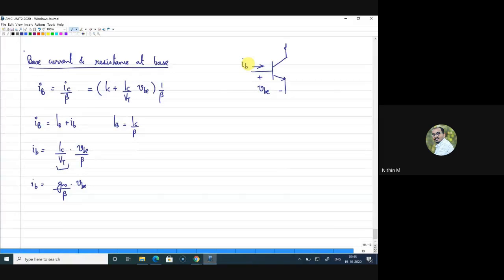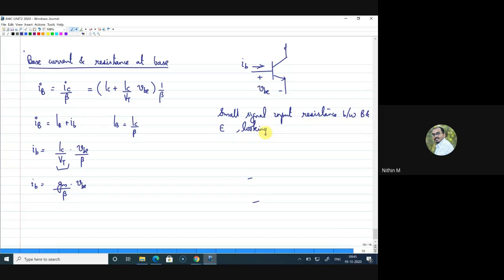Now if I look at the base terminal, compared to the MOSFET, looking at the gate, the gate current was 0, and the input resistance seen at the gate was infinity. But now, since base current is there, you can definitely see a small signal resistance at the base. The small signal input resistance can be obtained between base and emitter, looking into the base.